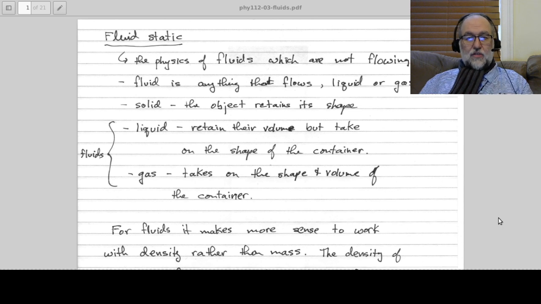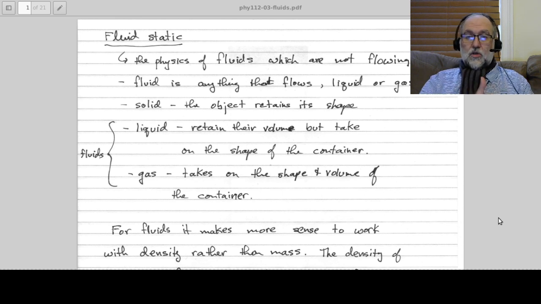This lecture is a combined lecture for both the calc and non-calc students, and it's on fluids. We'll actually do two topics on fluids: fluid statics and fluid dynamics. Fluid statics is the physics of fluids that are not flowing, and fluid dynamics is the physics of fluids that are flowing. Before we get into that, I should tell you what a fluid is.